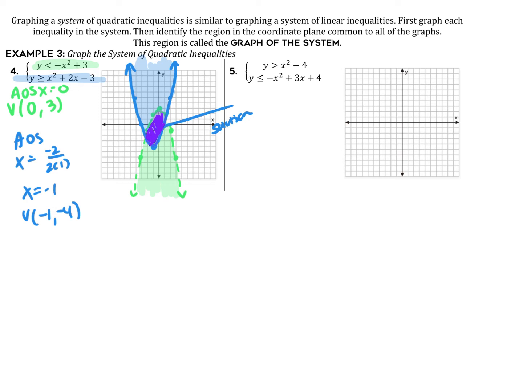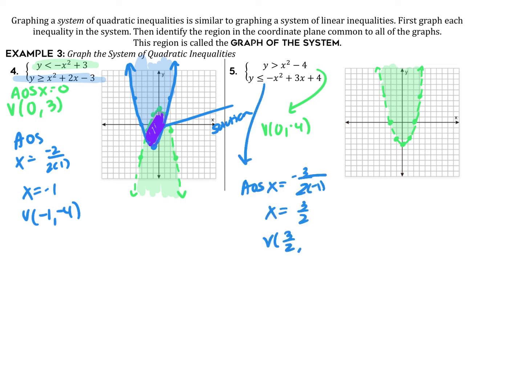I'm going to encourage you to pause the video and work through number 5 all the way on your own, and then unpause the video and see how you did. First curve, vertex (0, -4), shaded above because it's greater than, dotted curve. The next curve's not going to be so nice.